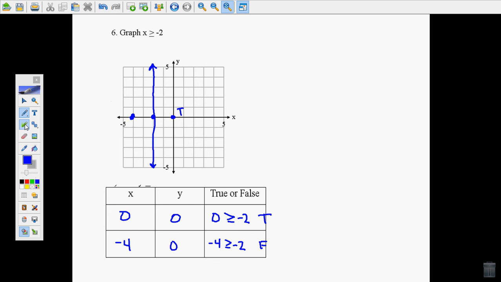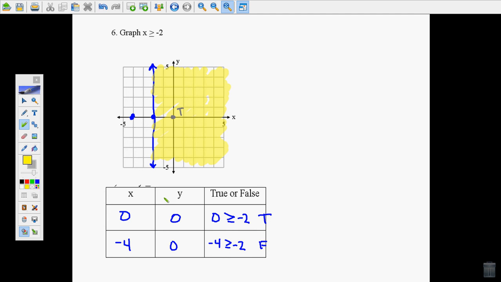I want to shade in the true side. So go ahead and shade in the true side. That would be this side over here. And so any point that I pick over here is going to make that inequality true. When I plug that ordered pair in for x, it's going to be greater than or equal to -2.